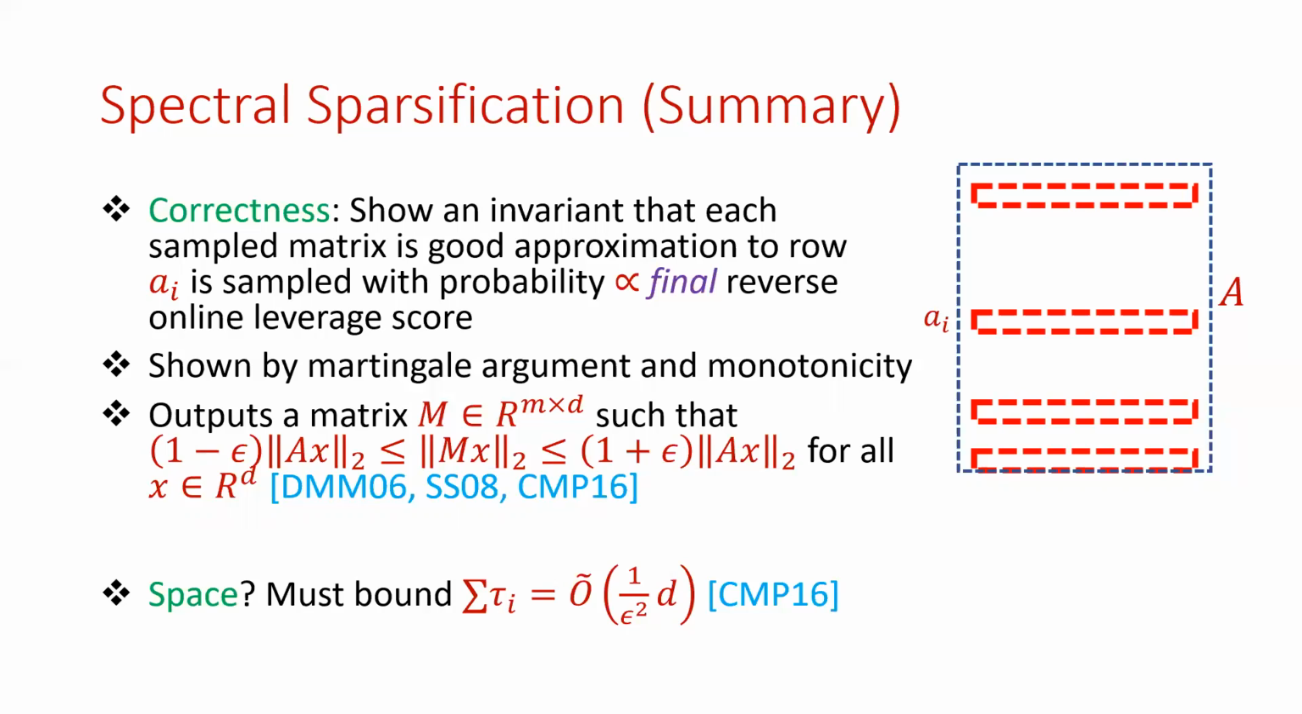So this analyzes the correctness of the algorithm, but we still need to justify the space of the algorithm. Now recall that we sample each row with probability proportional to the reverse online leverage score. So it suffices to bound the sum of the reverse online leverage scores. It turns out that there's previous work that shows that this bound is at most roughly 1 over epsilon squared times d times some lower order terms.